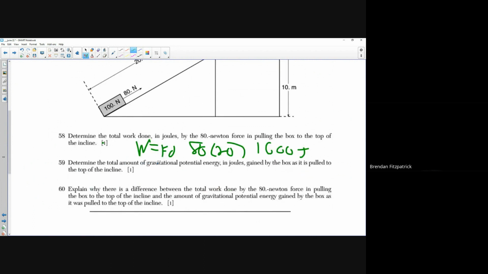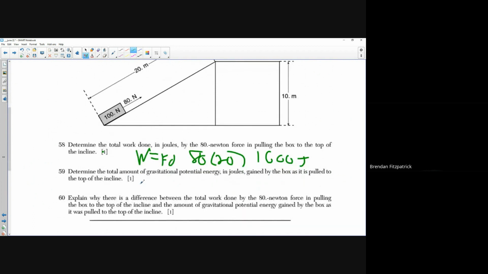Determine the total amount of gravitational potential energy in joules gained by the box as it is pulled to the top of the incline, mgh. So that's just 100 is mg, because that's the weight, times h, which is 10. So you just actually get 1,000 joules.